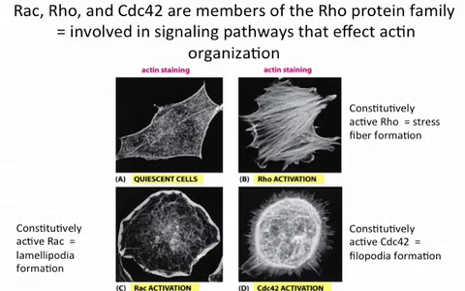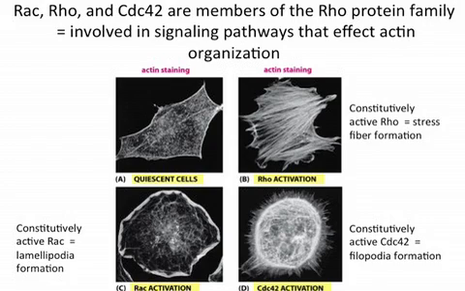Okay. RAC and RHO and CDC42 are members of this RHO protein family, which is a member of the RAS protein family, and they're involved in signaling pathways that affect actin organization. So we talked about this receptor, and the receptor sees some kind of signal of like bacteria, and then there's signaling that results in activation of ARP and WASP and actin web formation and movement of the cell to chase the bacteria.